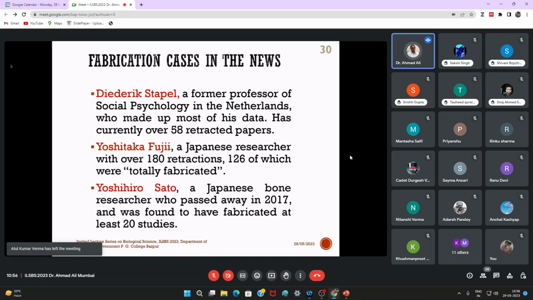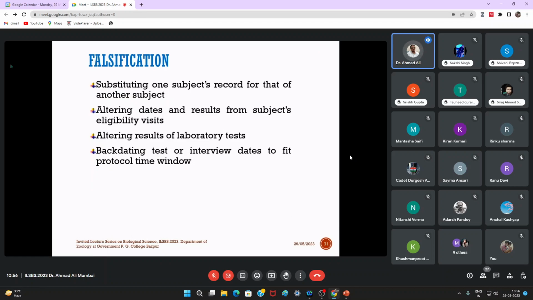Yoshihiro Sato, a Japanese-born researcher who passed away, was found to have fabricated at least 20 studies. Now, falsification is substituting one subject's report for that of another subject. For example, a study has been done in rose or rat, and that study is similarly reported for another plant or another animal. This is falsification. It means data has been generated, but instead of saying the study has been conducted in rose, it is reported for another flower. Altering dates and results from the subjects a little, one changes the reading, one changes the instrument. All these come under the falsification of the data.